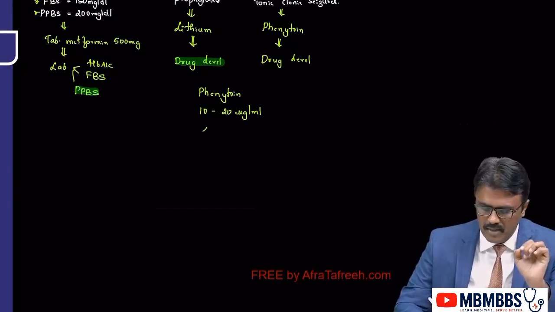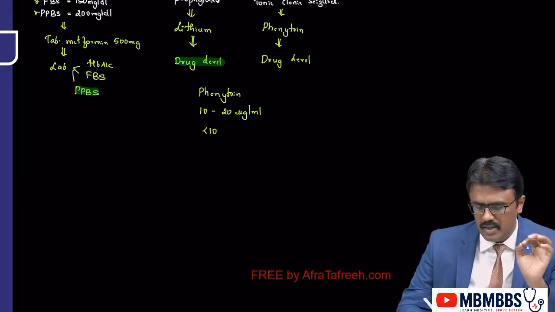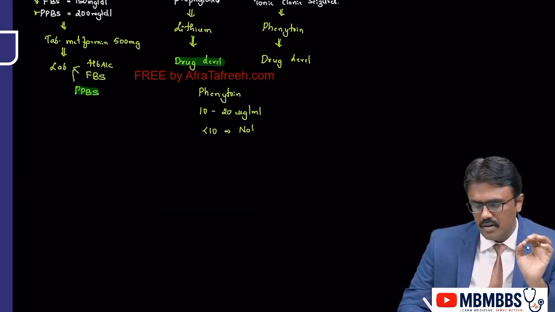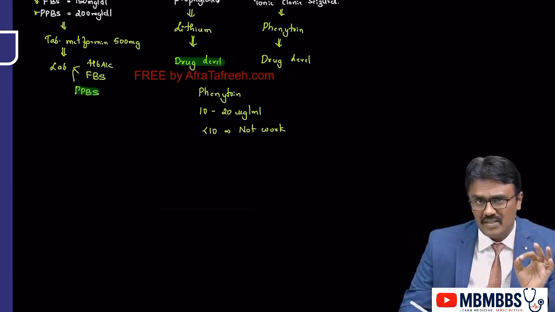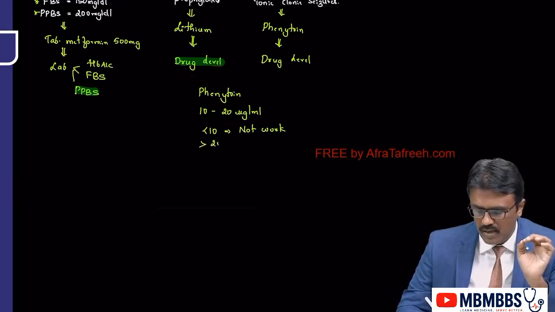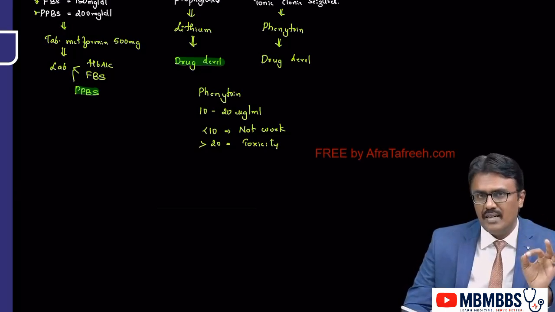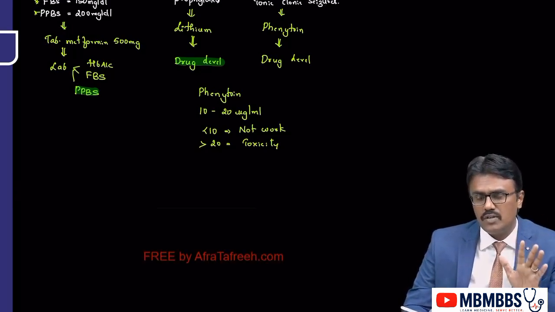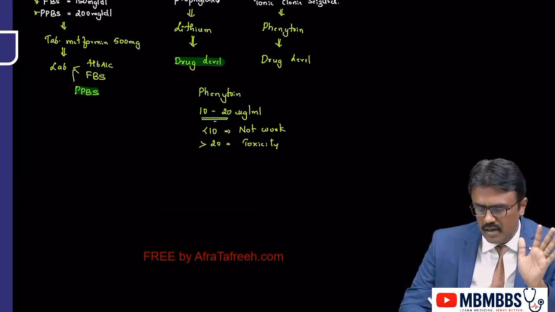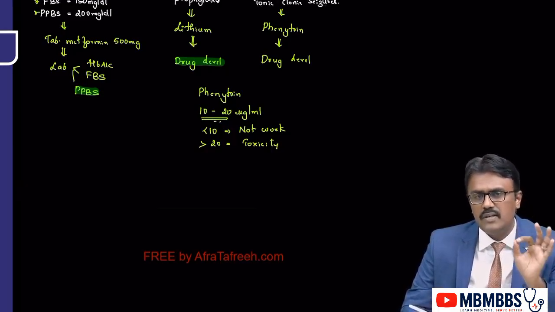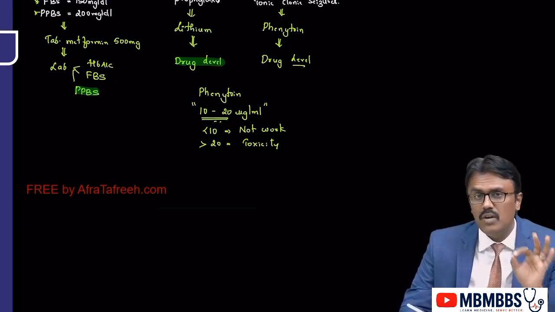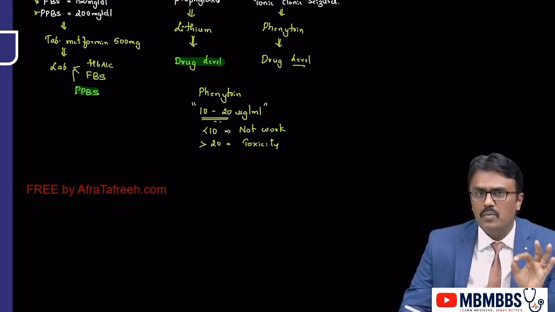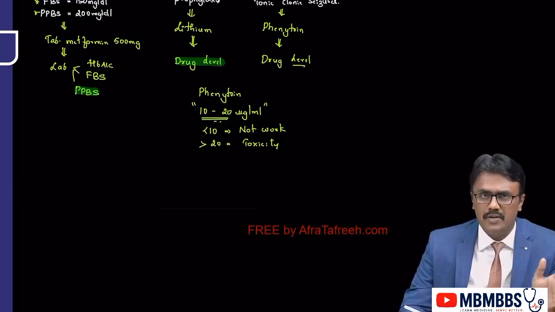What happens if the level is less than 10? If the level is less than 10, the drug will not work, and the patient will not have control of seizures. If the level is more than 20, the patient will develop toxicity. So less than 10, drug will not work. More than 20, drug will cause toxicity. So you have to maintain within this, and within this, the seizure is under control. So your drug level should correspond to the disease response. Then only we do therapeutic drug monitoring. Otherwise, we will not do it.